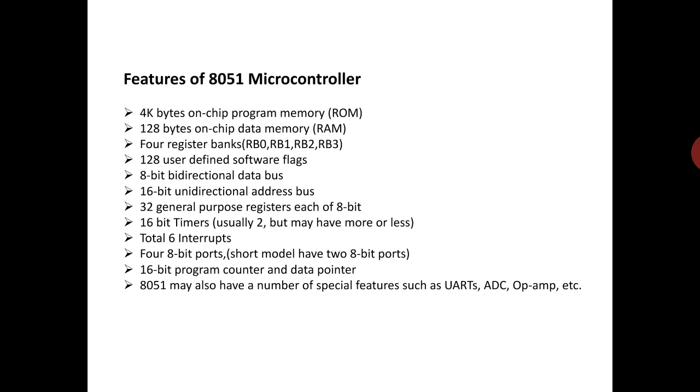Next is 16-bit timers, usually 2, but may have more or less. Next is a total of 6 interrupts, which are classified into internal interrupts and external interrupts. Next are four 8-bit ports. The short model has 2 8-bit ports. In 8051 there are 4 ports: port 0, port 1, port 2, port 3. Next is a 16-bit program counter and data pointer. The program counter and data pointer have a size of 16-bit.